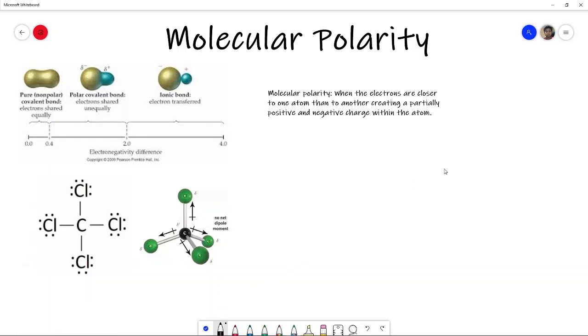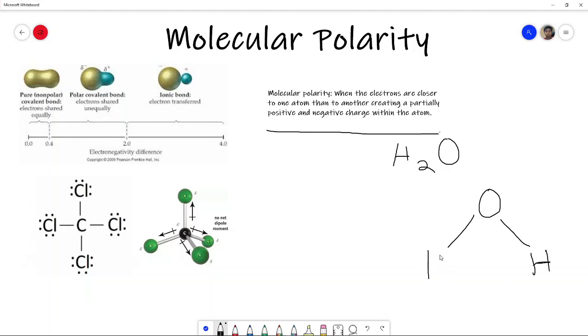So, let's take water for example. It has a formula of H2O. So we have an O and then we have H. To describe what's going on over here, basically the electrons that oxygen and hydrogen are sharing want to go closer to this oxygen because it has a higher electronegativity. And we'll talk about that now.